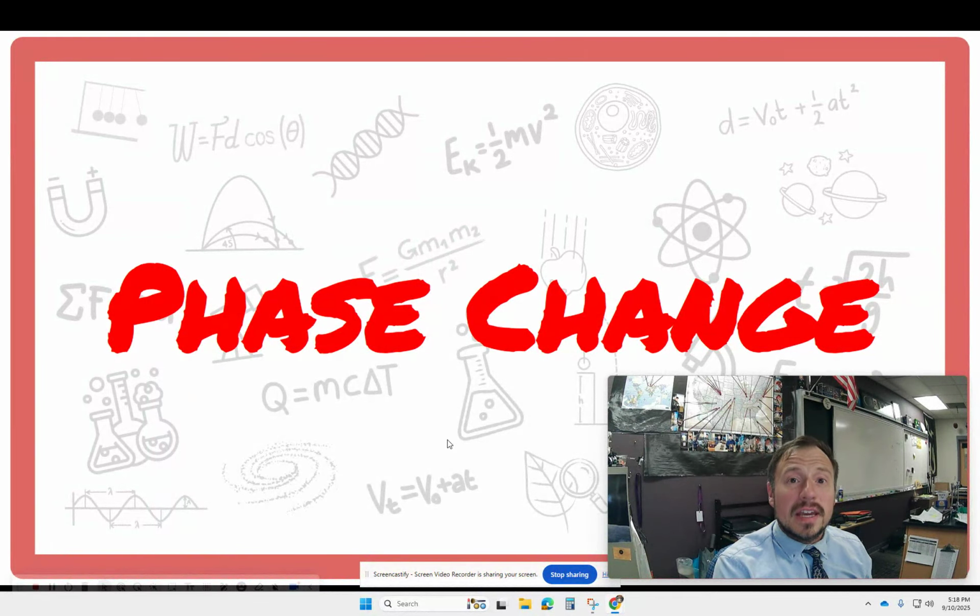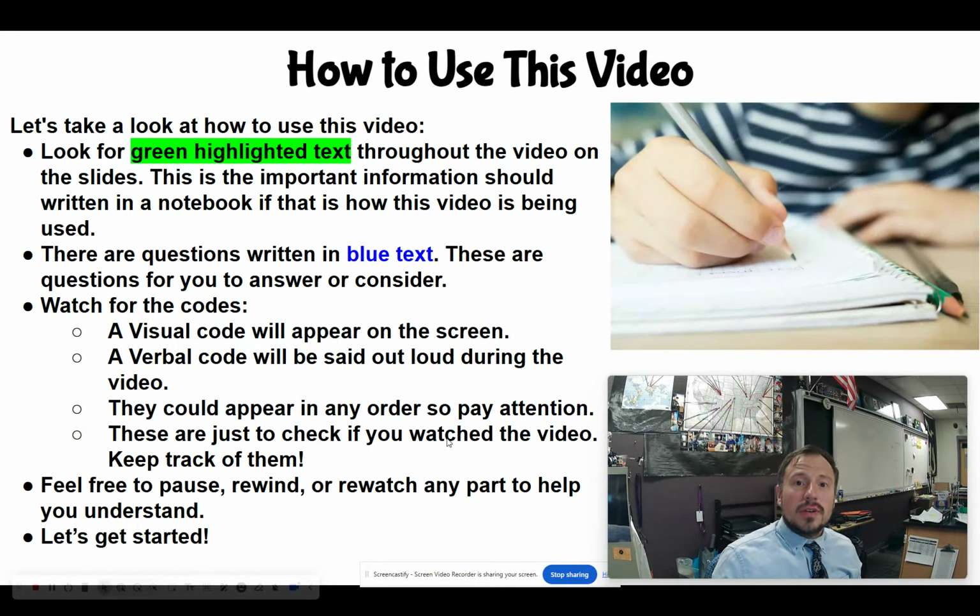Let's talk about phase change. So here's how you use this video. On the screen, during the slides, there will be green highlighted text. If you're using this to take notes in a notebook, that's what you should be writing down.